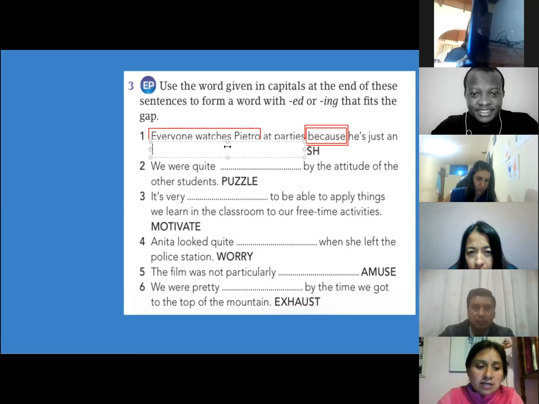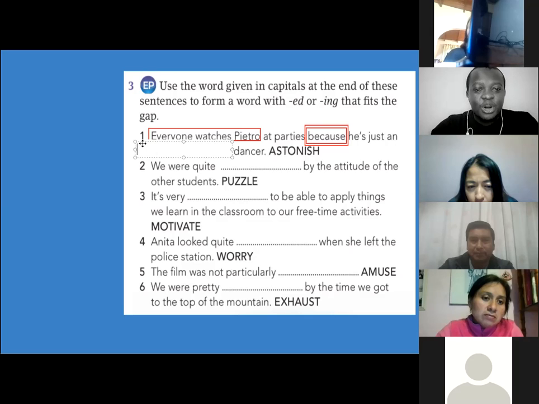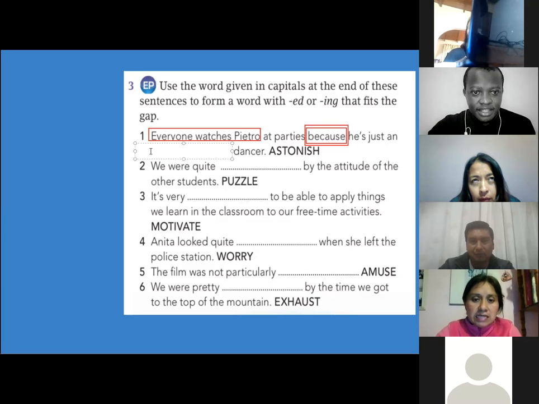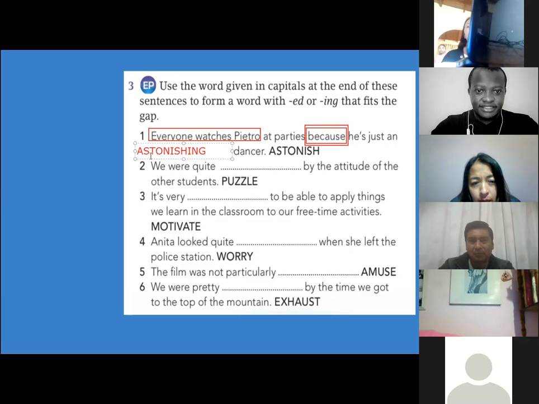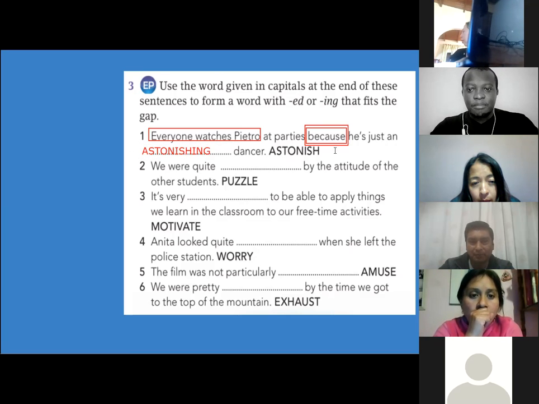Some people are saying -ed, others are saying -ing. So, astonishing. If everyone enjoys looking at you, are you the feeling or the cause of the feeling? You are the cause of the feeling, the reason why everyone enjoys looking at you. So everyone is astonished because he's an astonishing dancer.